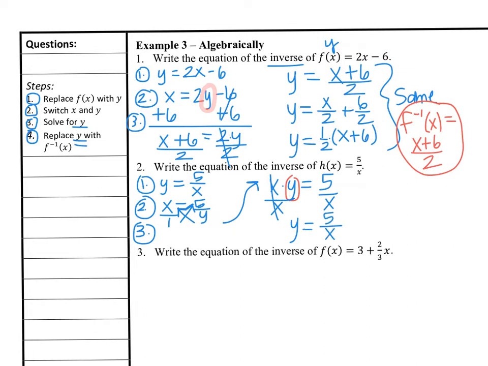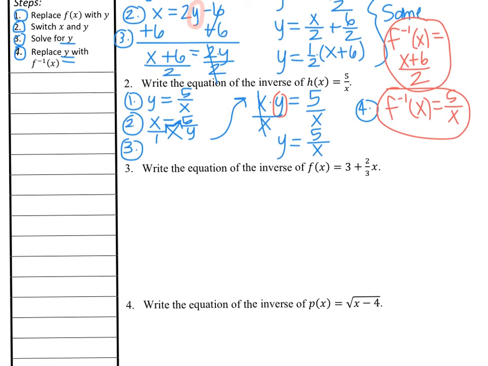Okay? And then our last step, step 4, is to rewrite it in function notation, f inverse of x is equal to 5 over x. Okay? All right. Another example, we got some fractions here.